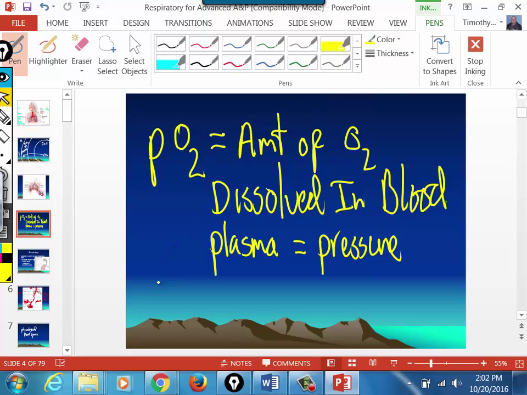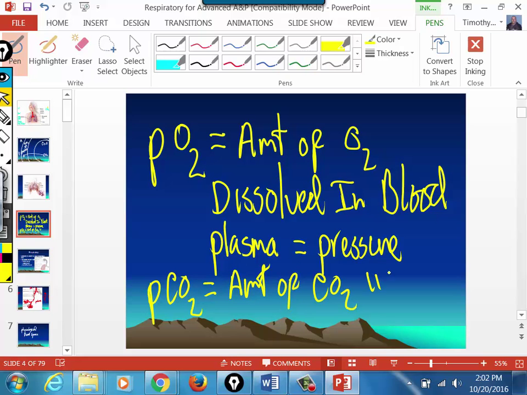So PCO2 is the same thing. It's the amount of carbon dioxide dissolved in plasma. So one of the ways that you transport oxygen and carbon dioxide is dissolved in the plasma. It's not the best way, but it is a way. And it's measured as a pressure.